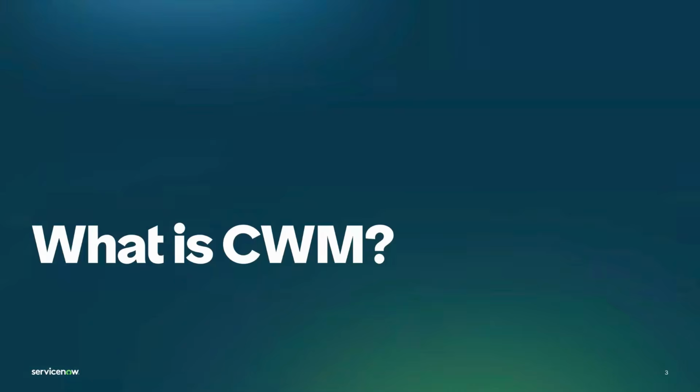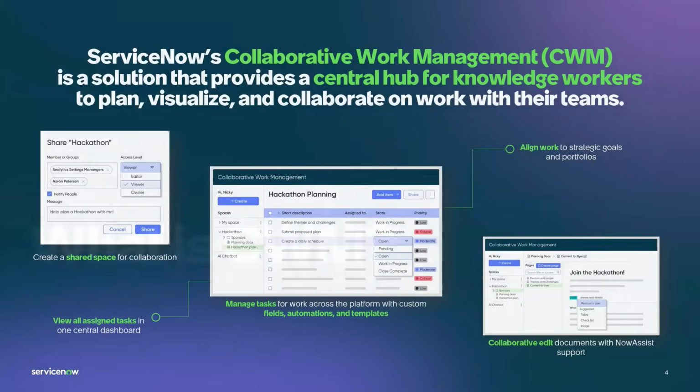All right, so first, what is CWM? CWM is a collaborative hub for knowledge workers to plan, visualize, and manage work with their teams. Some of the high-level components of CWM are spaces. Spaces are where you bring your teams together. And then within those spaces, you can create boards and docs.